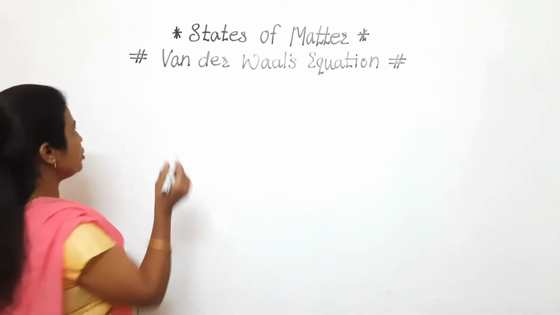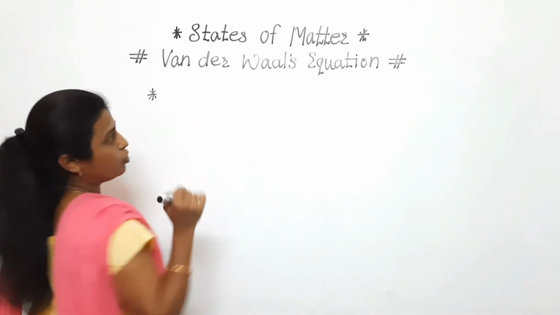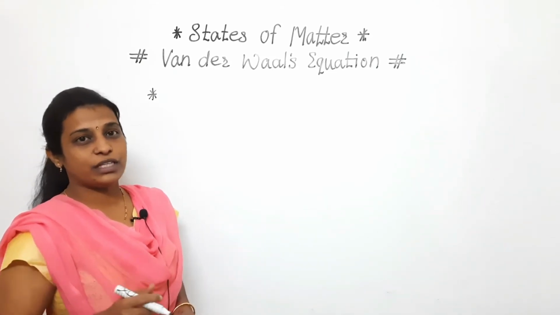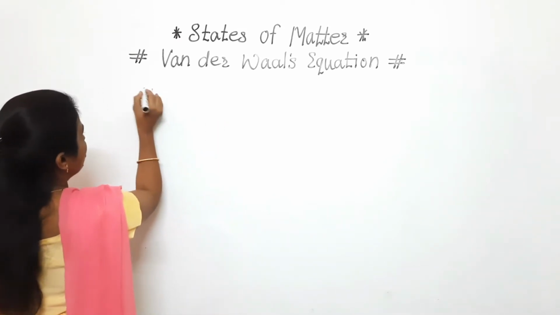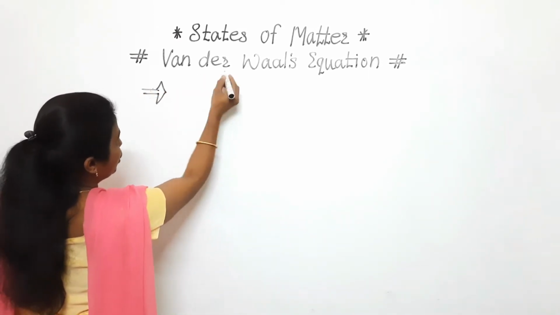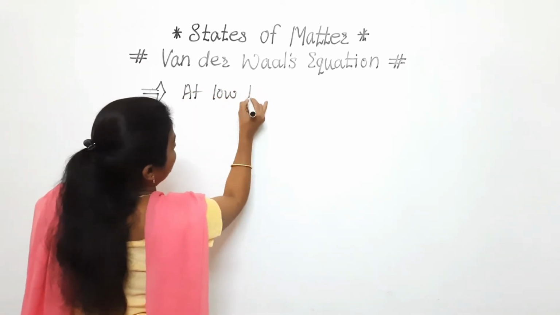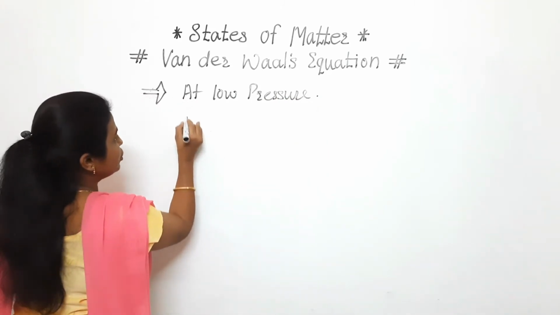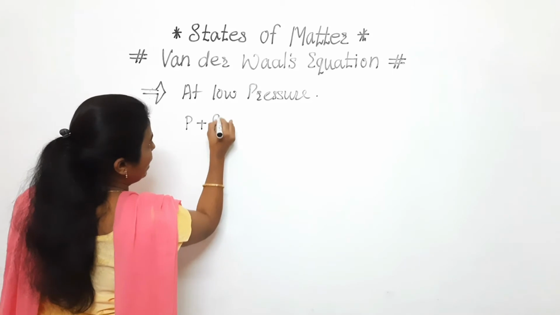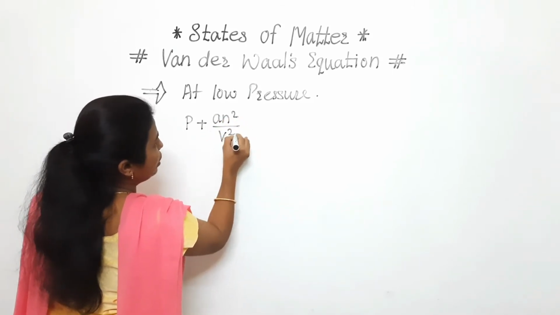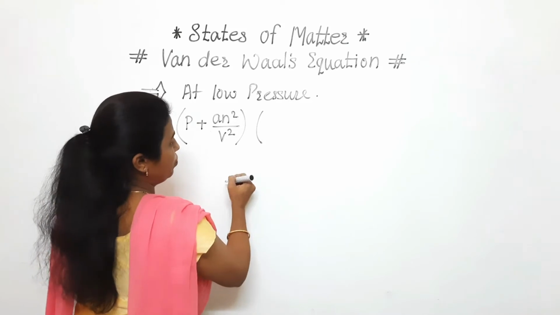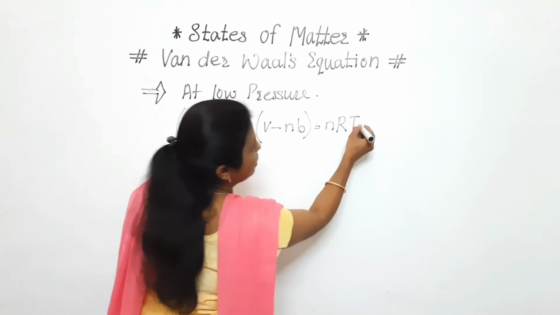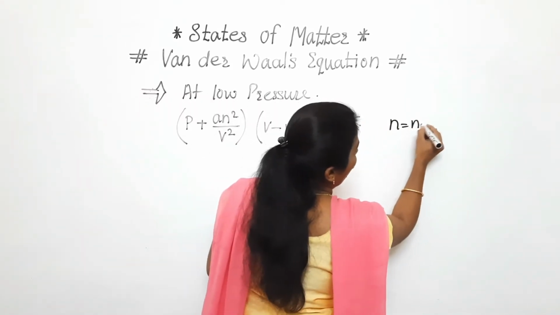So which is that important point? We have to consider what the van der Waals equation becomes at low pressure or at high pressure. That will be an objective type question. Now we are going to discuss the van der Waals equation at low pressure. The equation is (P + an²/V²)(V − nb) = nRT. This is for n moles.